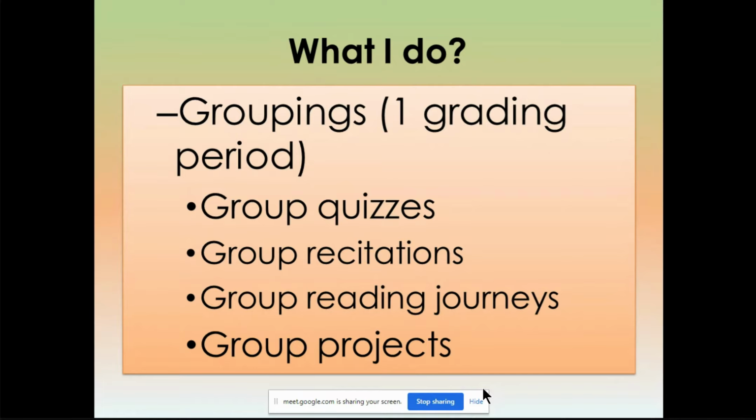Sad to say, COVID happened, so we didn't continue. But at least I encouraged my students to read books. Next is group projects. As you can see, I already posted the different group projects that my students did. Aside from that, I also have some recitation.